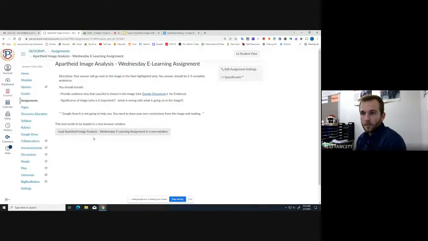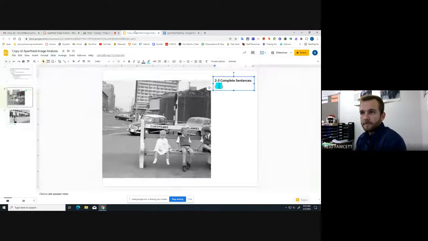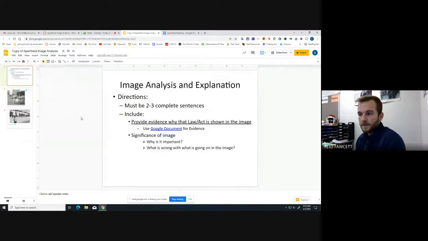And then you need to open up the actual assignment. Load Apartheid Image Analysis in a new window. Go ahead and open up that. And that's what this should look like here. I'll give you 10-15 seconds to allow your Chromebooks to load up those images and stuff.